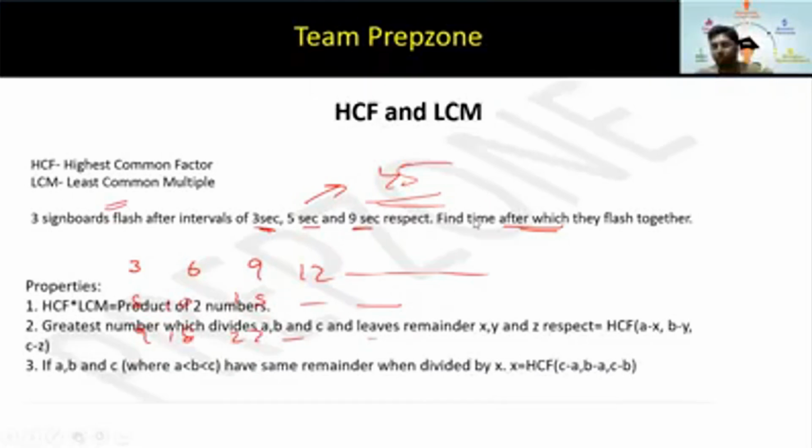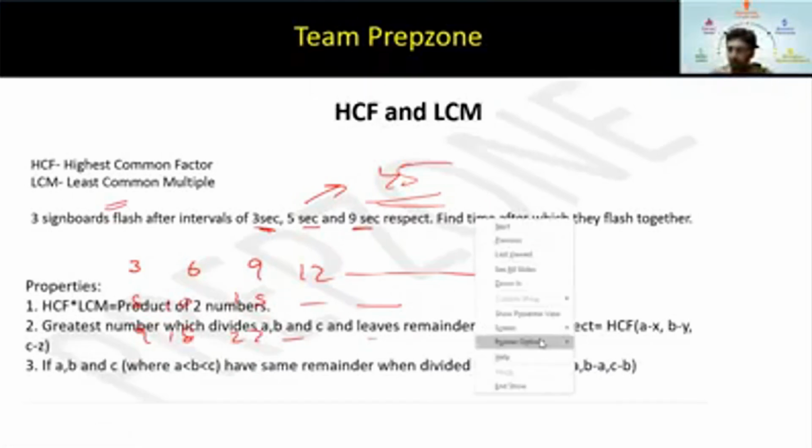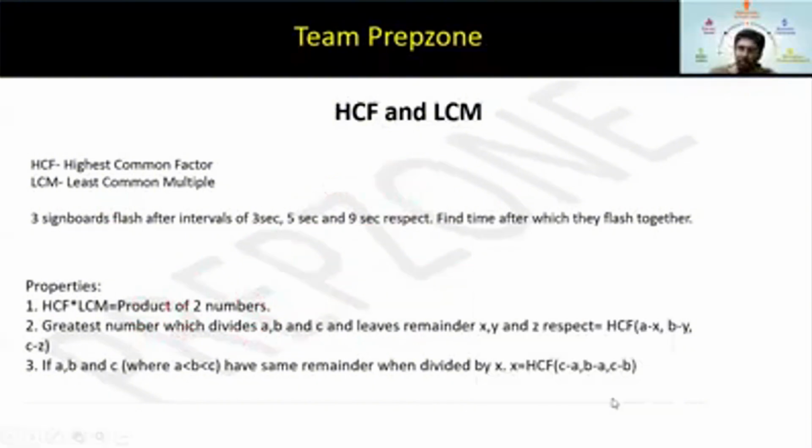Now, there are some properties of HCF and LCM. Let's discuss those properties quickly. The first property is HCF into LCM equal to the product of 2 numbers. Why is this happening? Have a look there. Let's say there are 2 numbers, and their HCF is H, and X and Y are co-prime. The first number will be HX, the other number will be HY, where X and Y are co-prime.